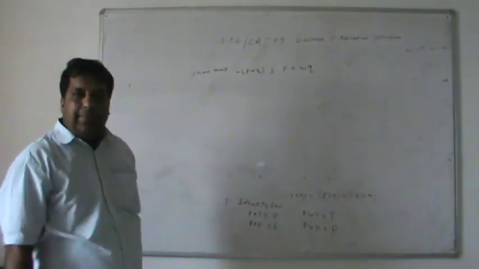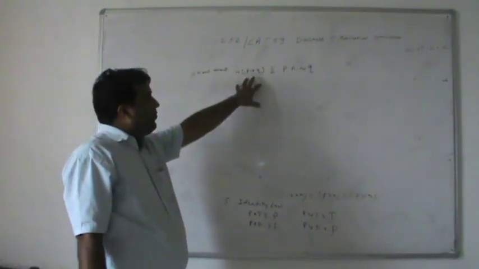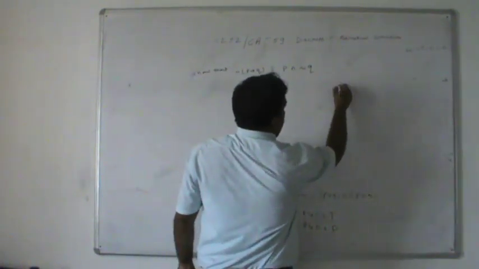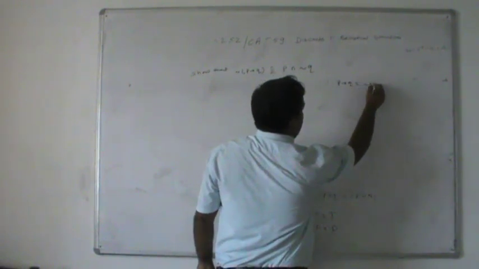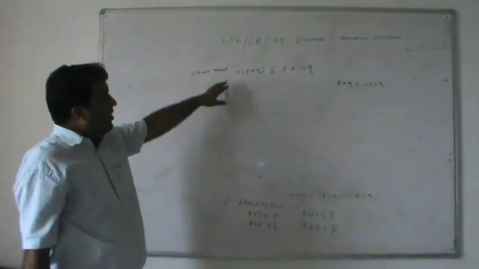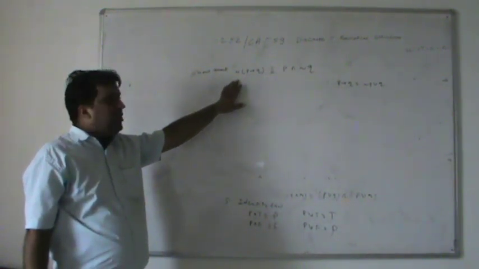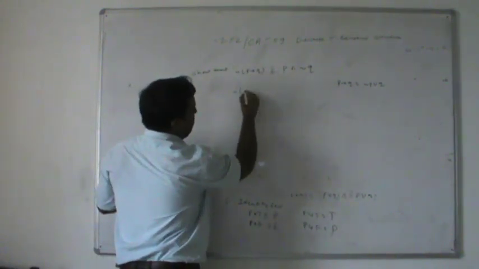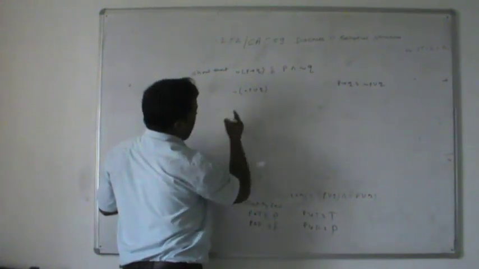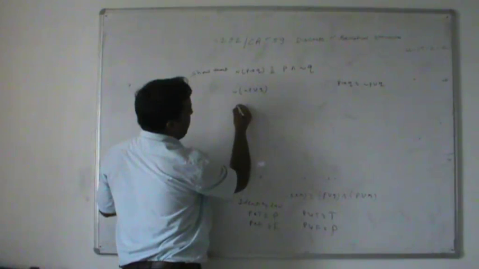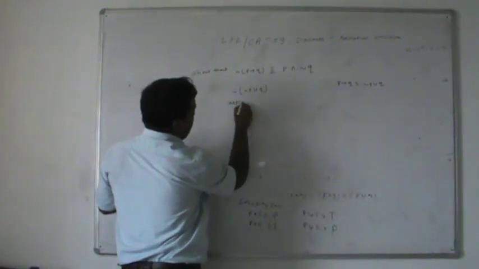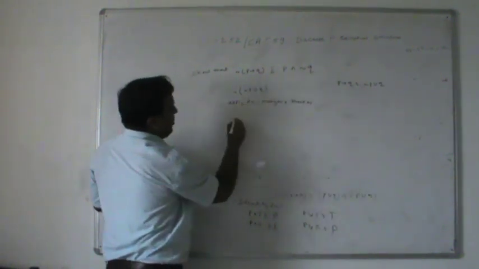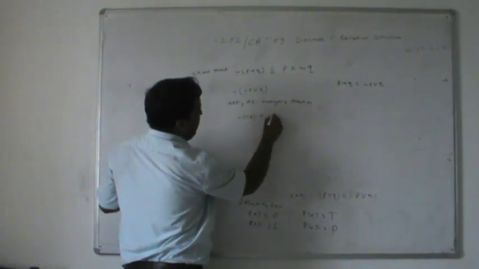So how to solve this problem? We can take the negation of P implies Q, which is equivalent to P and negation Q. As we know, P implies Q is equivalent to negation P or Q. So we can substitute the value and apply the De Morgan theorem here, and we can solve the problem. How? Here we can take negation of negation P or Q. Now we can apply the De Morgan theorem. Negation of negation P or Q is nothing but negation of negation P and negation Q.